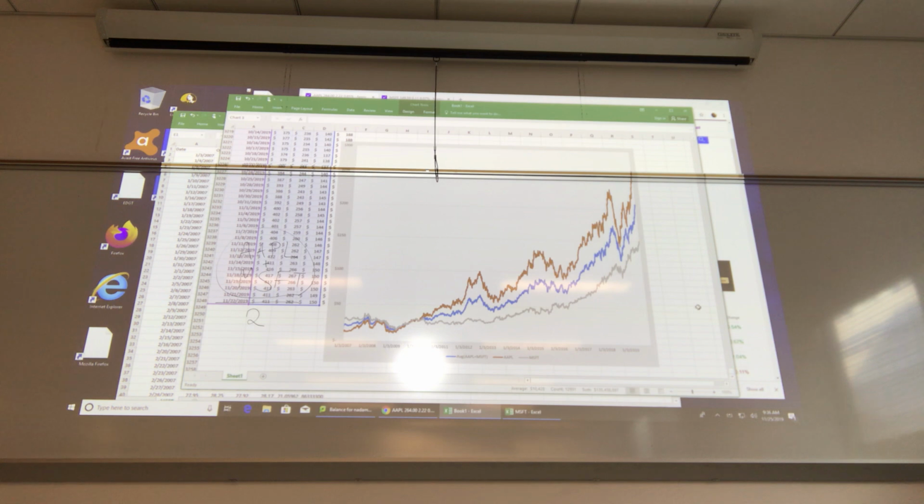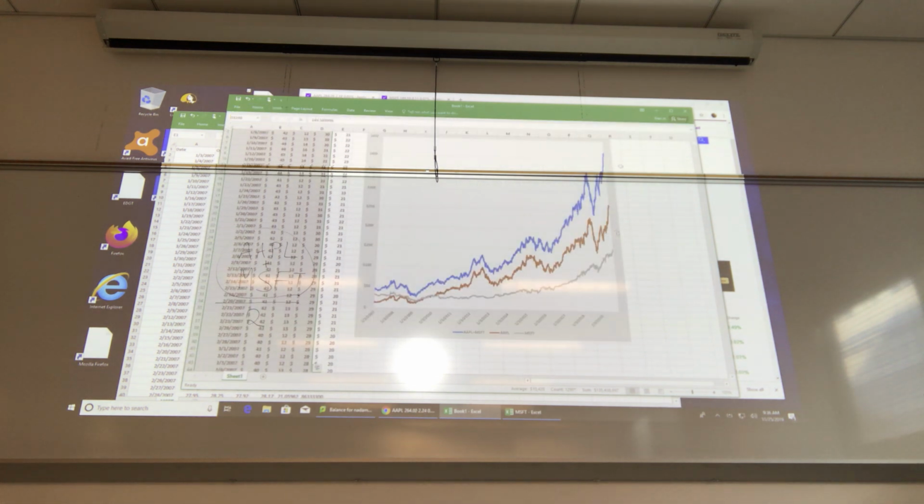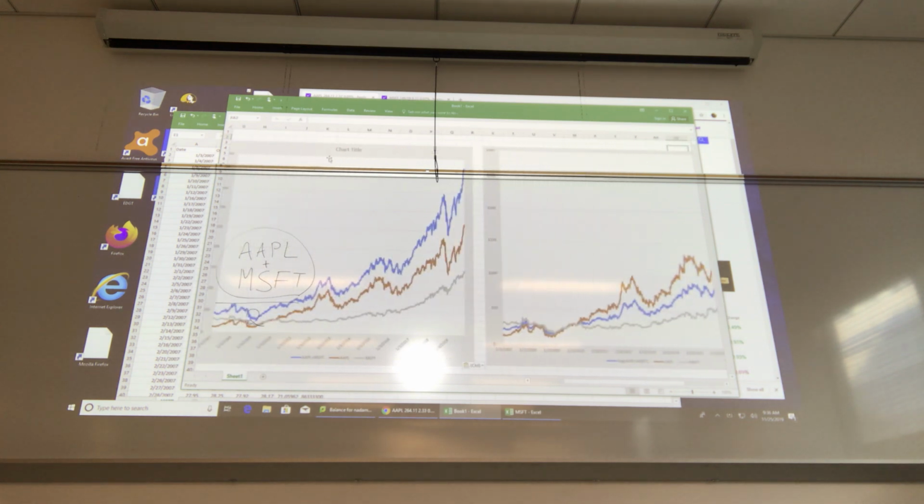I want to know the average, the blue line, relative to the two other corporations. What is it doing? I take one and I put it together with the other. And as I have one next to the other, I would like to see what is happening.